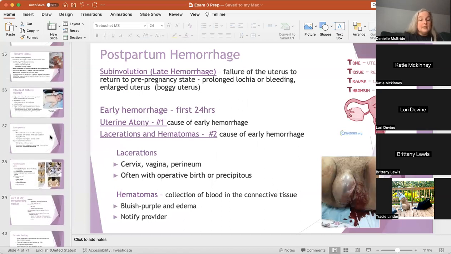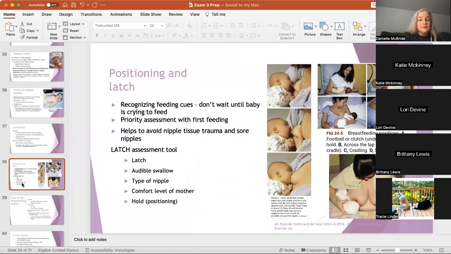All right. So for latch, what's important about latching? Do you think? That the nipple is far enough in their mouth. Why? Because they need hard palate stimulation in order to latch correctly.